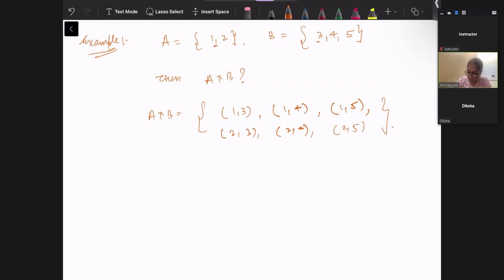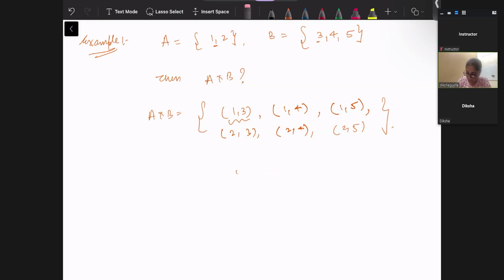So you can see that this set has the element 1 comma 3, but 3 comma 1 is not in this A cross B. So you cannot say that 1 comma 3 is equal to 3 comma 1 or something like that. No, you have to keep in mind the ordering. We are talking about A cross B and not B cross A.